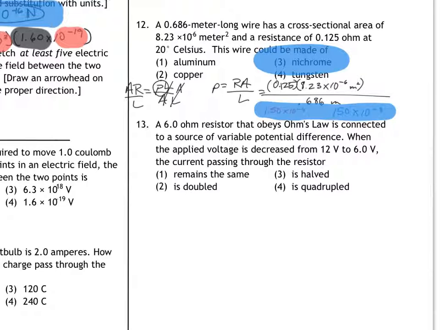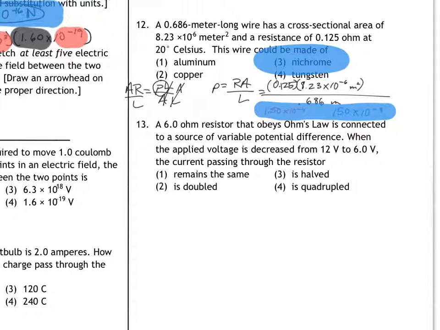For number 13, we have a 6 ohm resistor that obeys Ohm's law, and it's connected to a source of variable potential difference. When the applied voltage is decreased from 12 to 6, what would happen to the current passing through the resistor? So voltage is the reason why a current would want to flow.